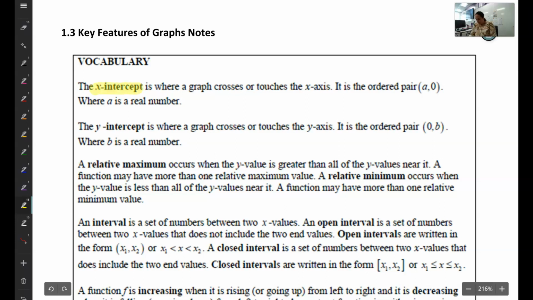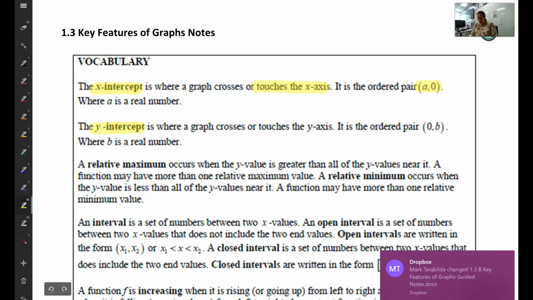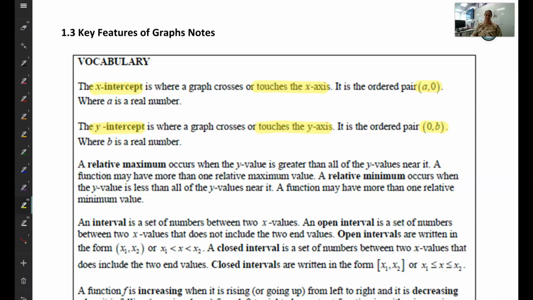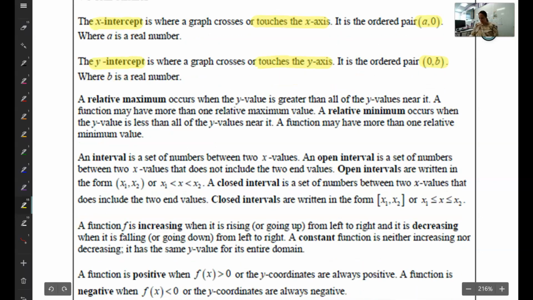So first one, x-intercept, where the graph touches the x-axis, always written as an ordered pair, number, comma, 0. Always, always. Y-intercept, where the graph touches the y-axis, and it's written as an ordered pair, 0, comma, a number, every time.